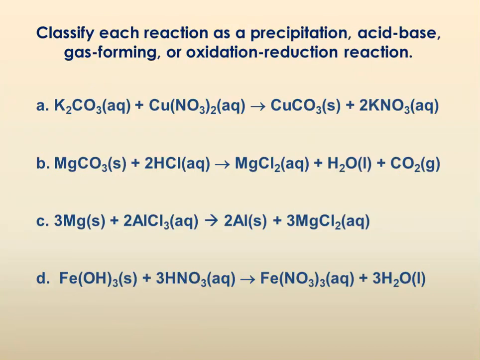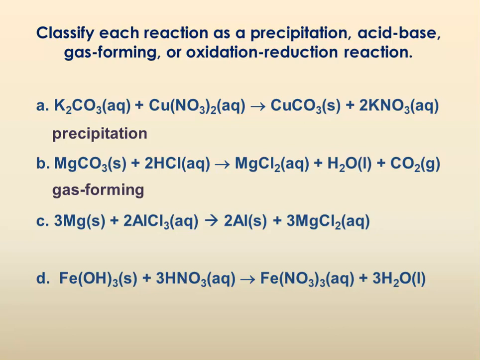So here are four examples. I just wanted you to go through and identify what type they were. So if we take a look at our first example, we have two ionic compounds, and then we have two ionic compounds as products. One of them is insoluble, so that would be an example of a precipitation reaction. In part B, we have an ionic compound reacting with an acid, and it's producing a salt, water, and CO2. So the gas forming should be a pretty good clue that that's going to be a gas forming reaction.